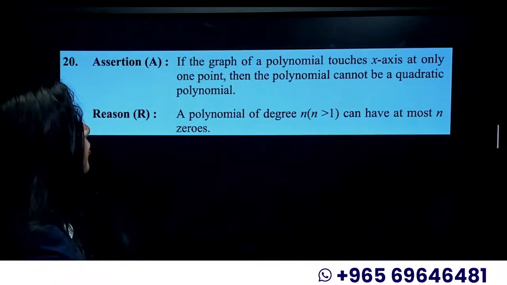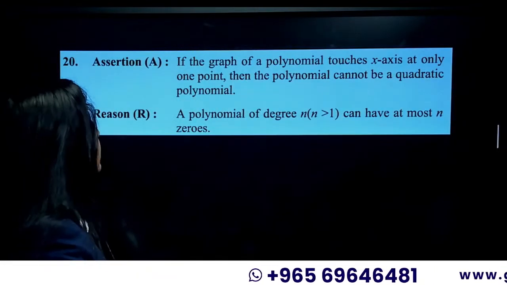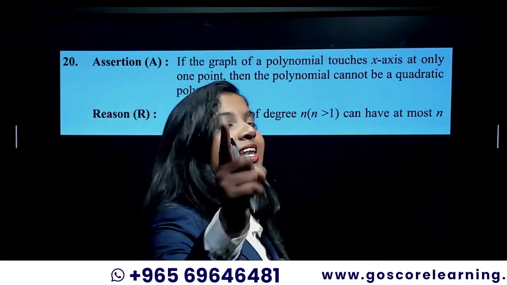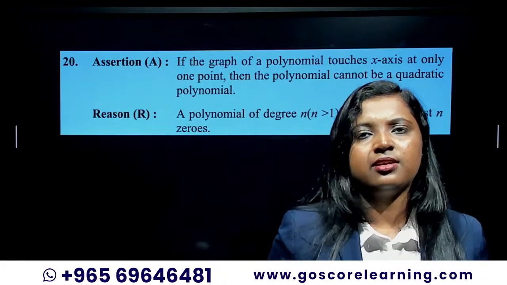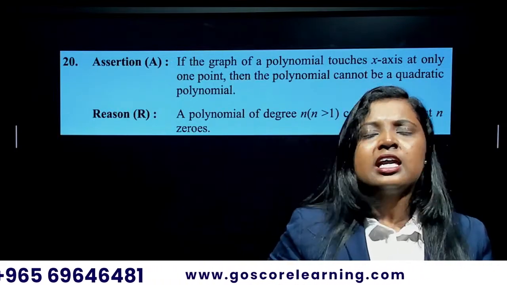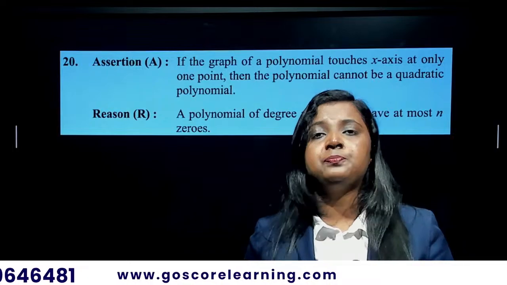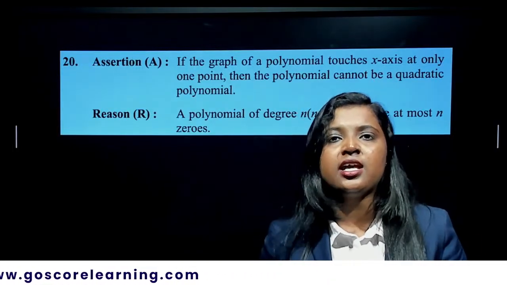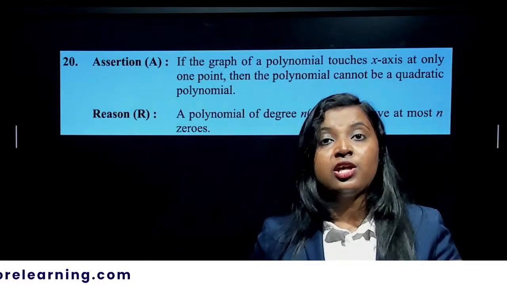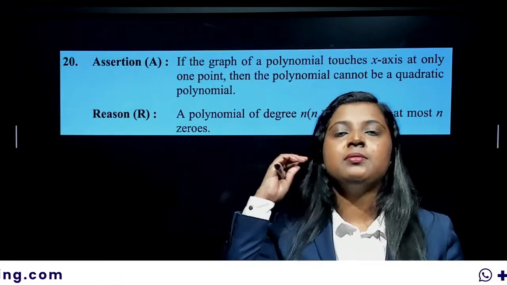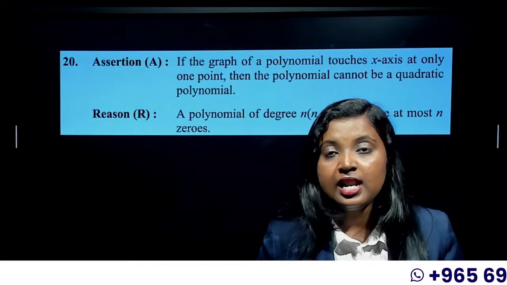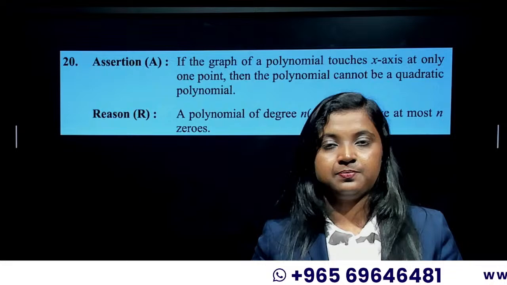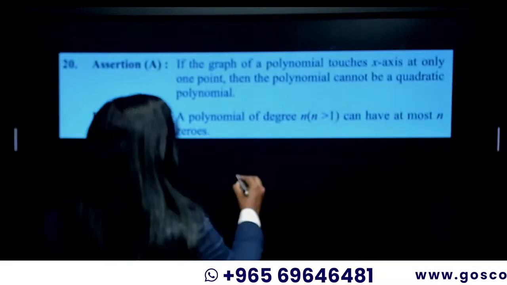If the graph of a polynomial touches the x-axis at only one point, then the polynomial cannot be a quadratic polynomial. I know 90% of you are like, yes, correct. You will say, ma'am, if a graph is touching the x-axis at one point, then it must be linear. No. When you are talking about the geometric meaning of zeros of a polynomial, let us take the quadratic polynomial.